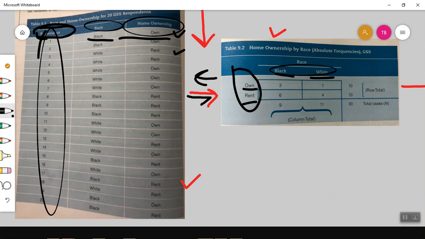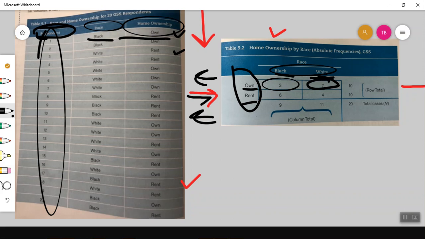So for instance, the first cell here is 3, because that's the way they took the black respondents who owned their homes. They went down the list and counted all those people up and got 3. And similarly, they did white respondents who owned their home. They went down, counted everybody up on the left table, and found 7. And same thing for rent. I found 6 and 4.